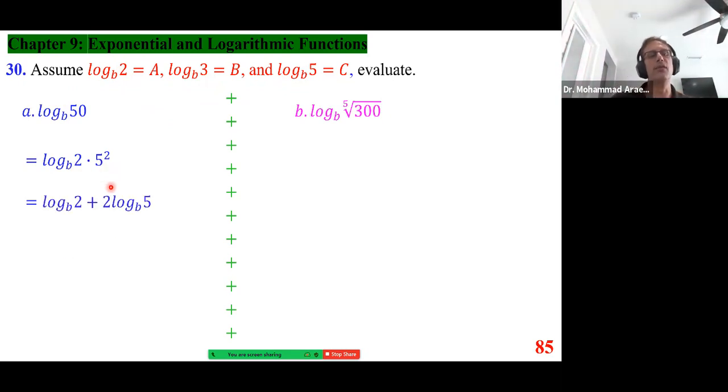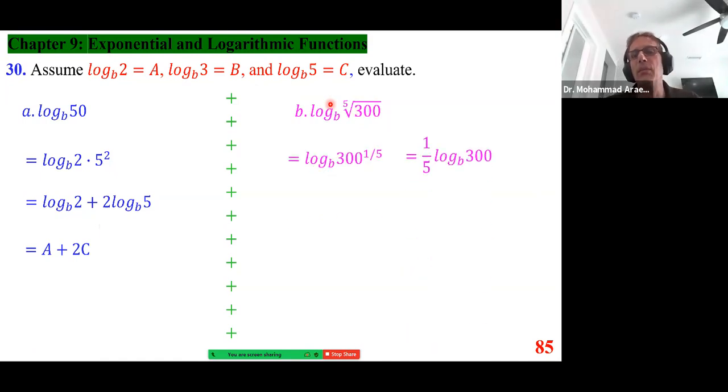I can't emphasize this enough. We know log 2 base A is A, and this one is C, therefore 2 of it. We do exactly the same thing. This is 300 to the power of 1/5. 1/5 sits in front. And number 300, first of all, every 10 is 2 times 5. So this is 2 times 5, 2 times 5, and 3. So you have 2 squared times 3 times 5 squared.